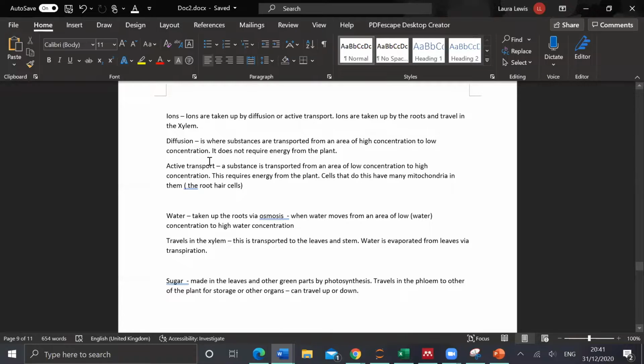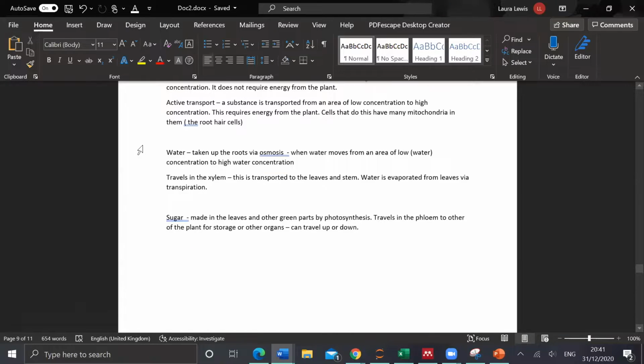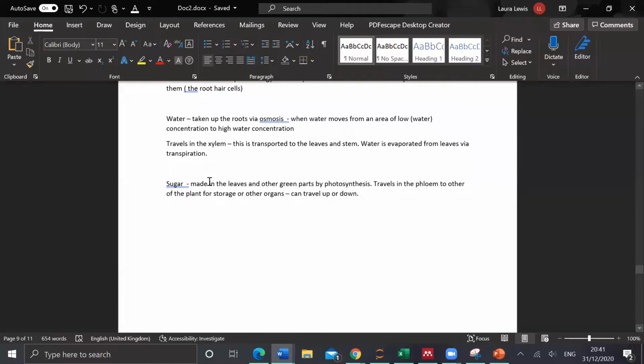Cells that do this have many mitochondria in them, like the root hair cells. Water is taken up by the roots via osmosis, when water moves from an area of low water concentration to high water concentration. Water travels in the xylem. This is transported to the leaves and stem. Water is evaporated from leaves via transpiration. Sugar is made in the leaves and other green parts by photosynthesis. It travels in the phloem to other parts of the plant for storage or other organs. This can travel up or down.